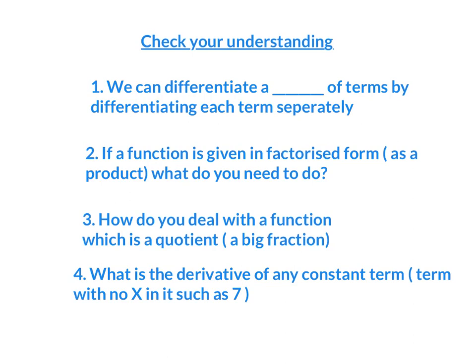Number 3, how do you deal with a function that's a quotient? So that was like example 4 that we just did. It's like a big fraction. Number 4, what is the derivative of any constant term? So that's a term that's just a number. There's no x involved in it.